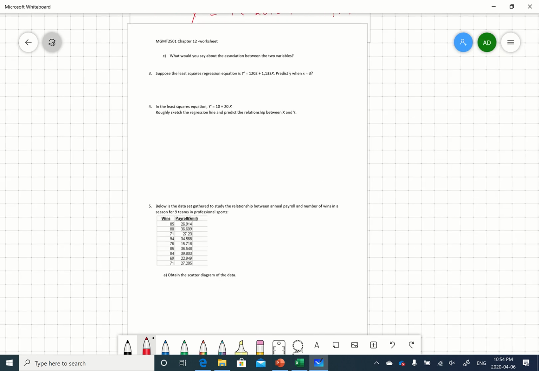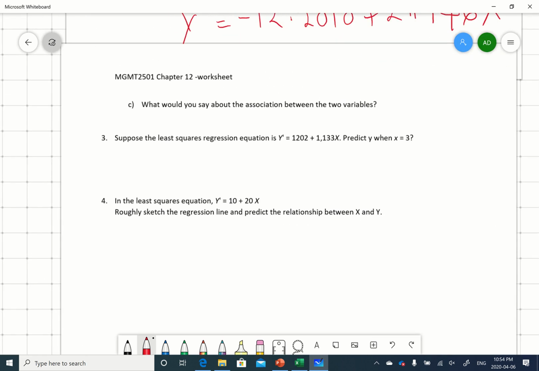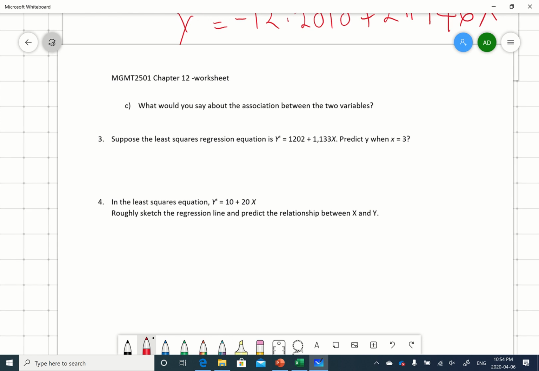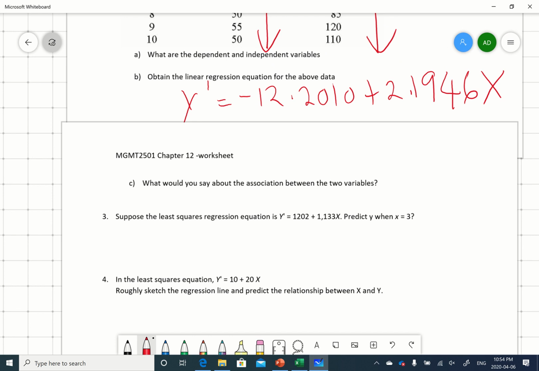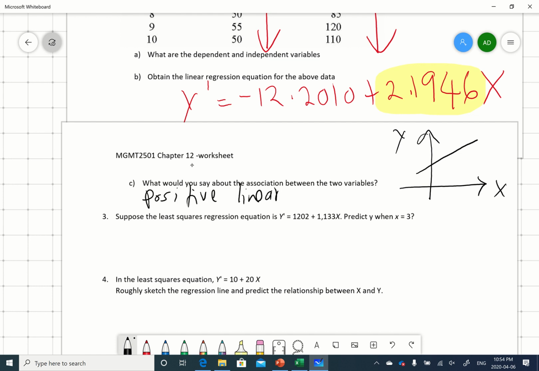Part C, what would you say about the association between two variables? So for that, you need to look at the regression equation. So in your regression equation, specifically you have to look at the slope. So you can see slope is positive. So if the slope is positive, this is an increasing pattern, right? So you can say positive linear association.